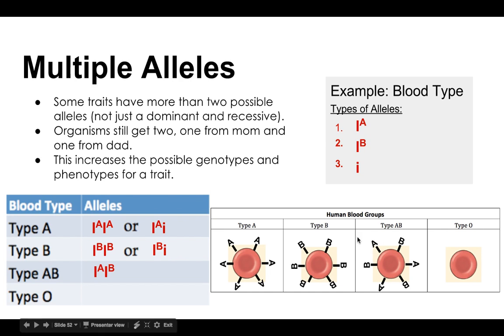You fully express the A protein, you fully express the B protein as well, and you're going to be type AB blood. Now, if you are type O blood, you're going to have both recessive alleles, which just means that you're really not going to make any proteins or any tags at all, and so your cell just looks like this.